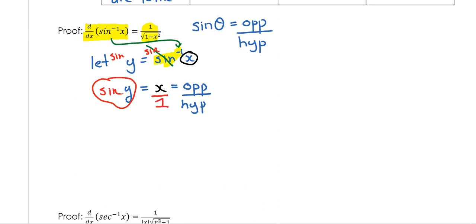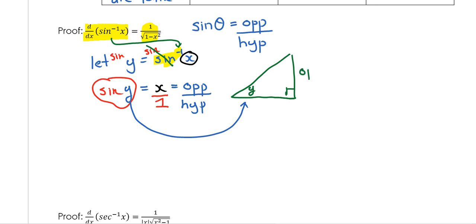Okay, and then the next thing I'm going to do now is I'm going to draw a triangle, and I'm going to try to put this ratio in here. So here's a right angle triangle. And let's just pretend that this y is this angle right here. Sorry, not theta, but let's just call this y. And that means this will be my opposite, and this will be my hypotenuse.